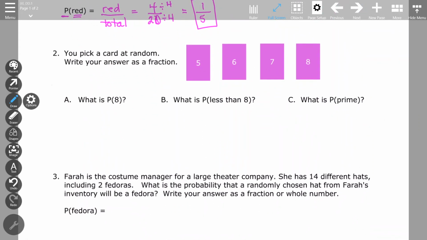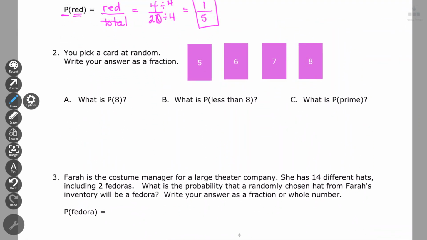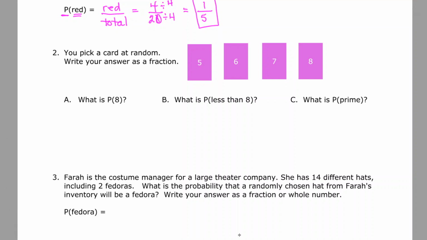Let's look at number 2. You pick a card at random. The cards are 5, 6, 7, and 8. Write your answer as a fraction. Now, there are 3 different parts that we want to do. You might be asked something like question A. What is the probability that you will choose 8?